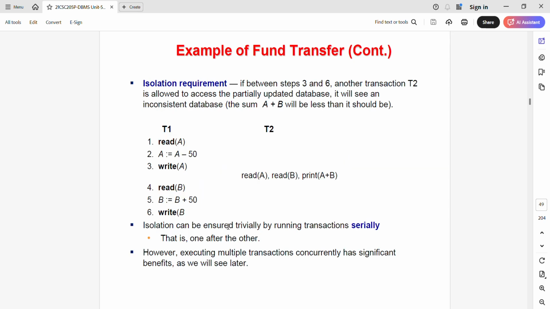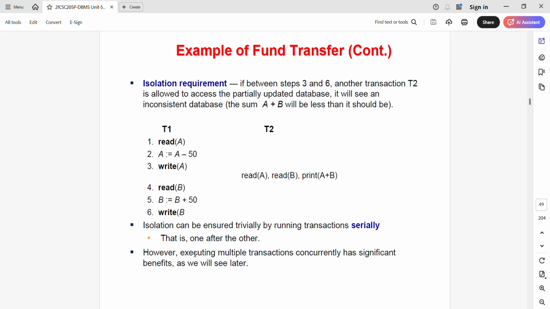The fourth requirement is isolation. Consider isolation between step 3 and step 6. After step 3 and before step 6, if another transaction is allowed to access the partially updated database, it will see an inconsistent database state. That is, the sum of A plus B will be less than it should be. Isolation can be ensured trivially by running transactions serially, that is one after another.